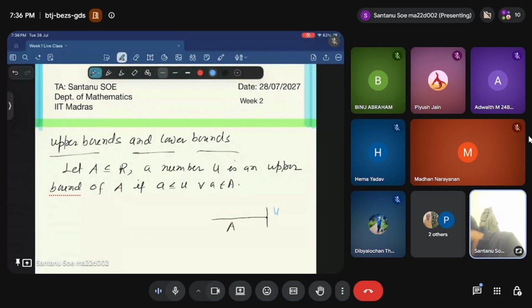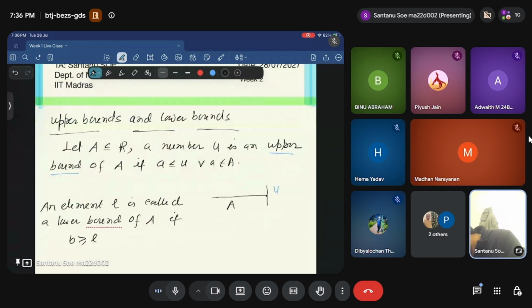And similarly, an element L is called a lower bound of A if b is greater than or equal to L for all b in A. Okay, so lower bound means something here.